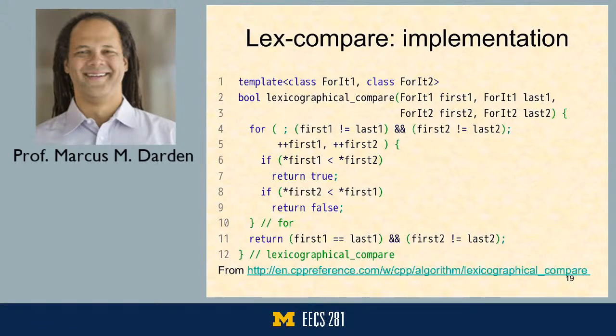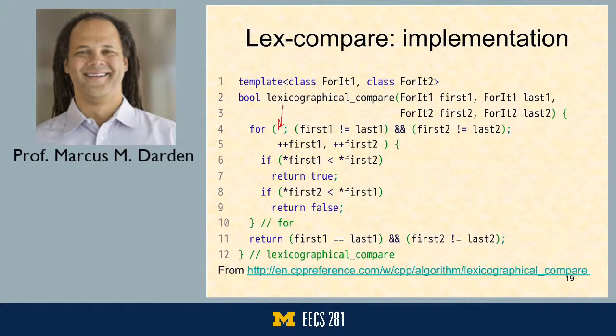So here's one way that lex compare might be implemented. This one uses, of course, the less than operator. So standard less would have to be defined for your object, or the overloaded operator less than. But this one is pretty similar to the previous one. I've got an empty init for loop. I don't need to do any initialization. All I really care about is whether or not I've hit the end of my sequences.